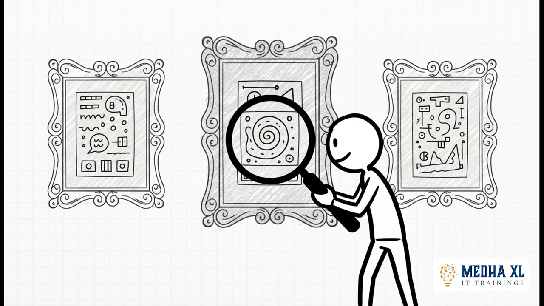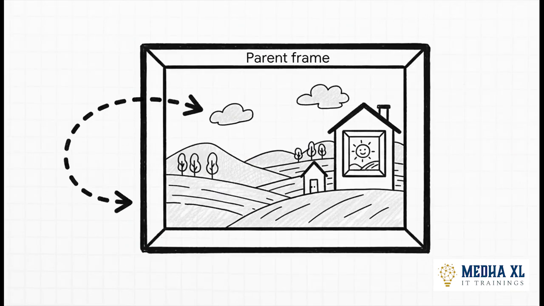And to make things even more interesting, sometimes you have frames nested inside other frames. This is kind of like that painting in the gallery having a picture of another painting inside of it. So to get to that inner painting, you first have to focus on the outer one and then focus again on the one inside. We usually call these parent and child frames.